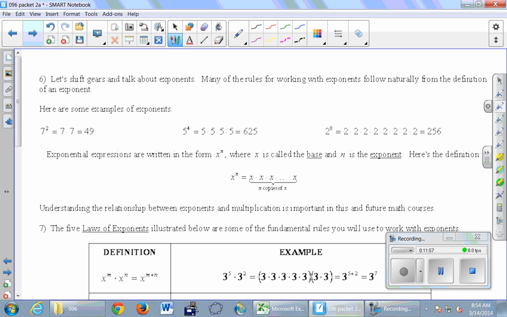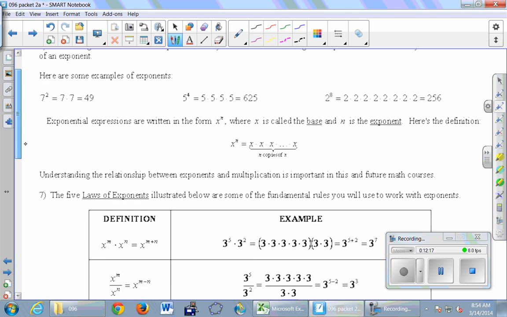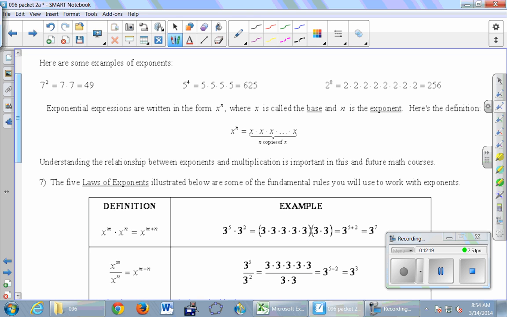7 times 7, and that's 49, and that's easy. 5 to the 4th, what does that really mean? 5, 4 times. 5 times 5 times 5 times 5. And that's our 625. And then 2 to the 8th means 2 times 2 times 2, 8 of them. And that's 256. So just some vocabulary here.